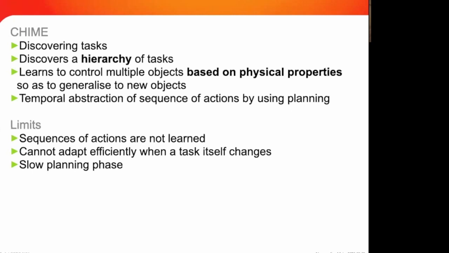The limits of this approach are still that the sequences of actions are not learned, they are inferred by planning, and it cannot adapt efficiently when a task itself changes yet. Of course, because it uses planning, it might be having some difficulties when the planning is slow. Therefore, then the SGIM algorithm is also slow.